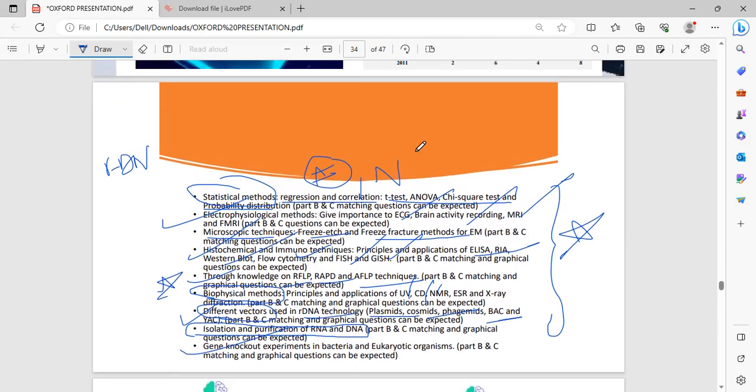Yeah, this is the complete syllabus and what are the important topics we have to study in this. So, by knowing all this, we have to plan how to prepare for the exam in a smart way.